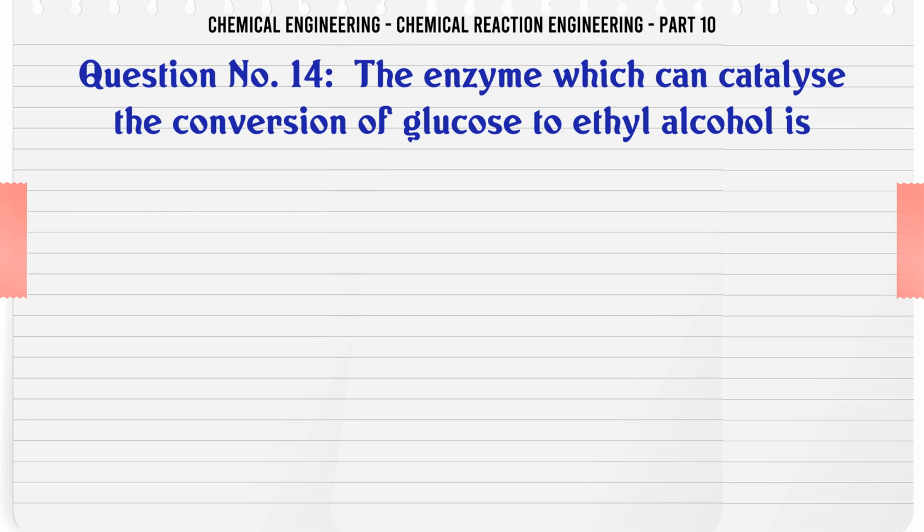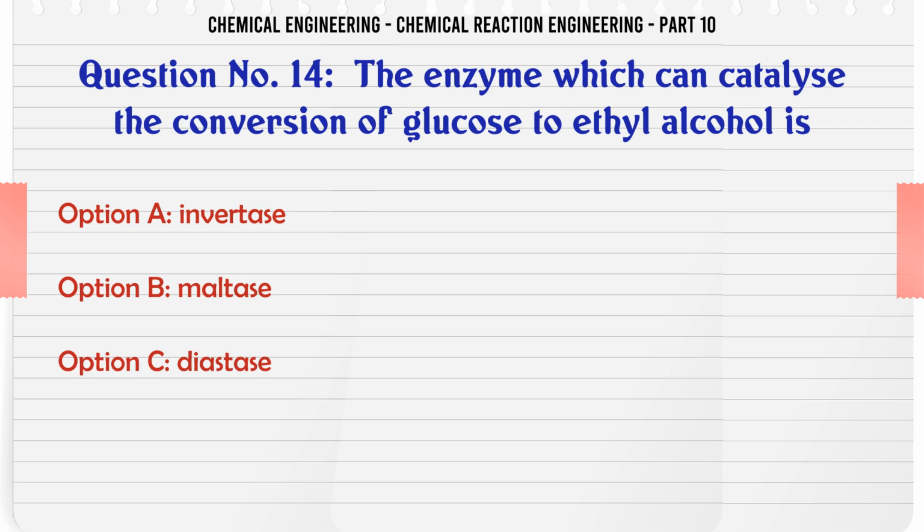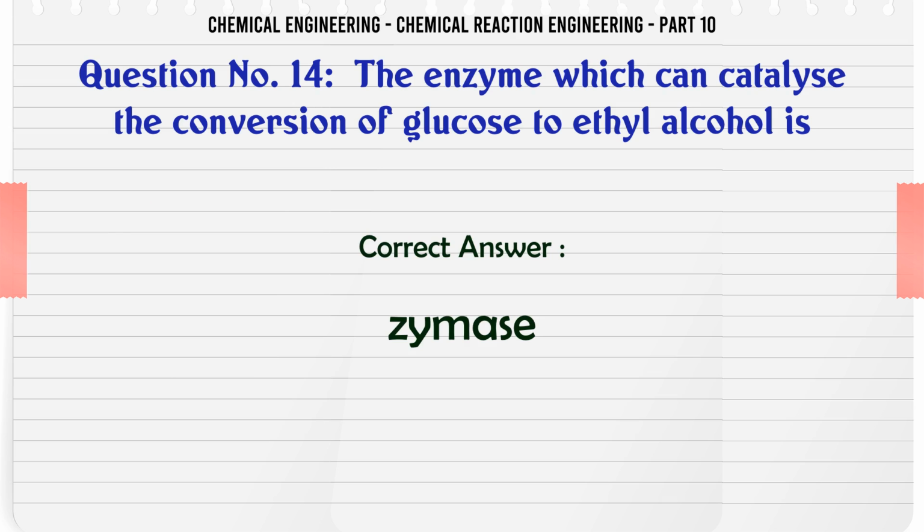The enzyme which can catalyze the conversion of glucose to ethyl alcohol is: A) invertase, B) maltase, C) diastase, D) zymase. The correct answer is zymase.